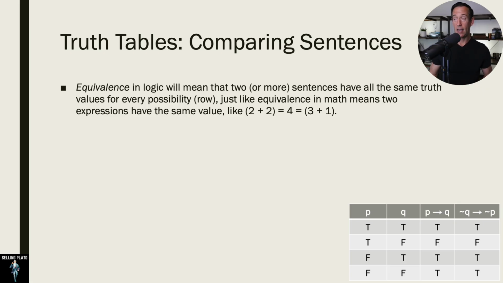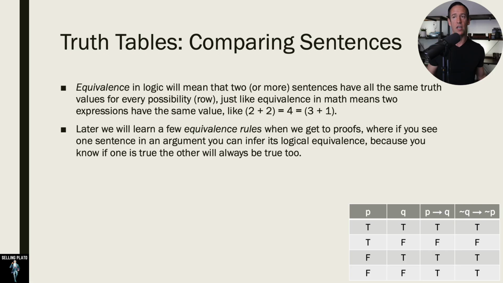Just like equivalence in math means that two expressions have the same value, right? Just like 2 plus 2 is the same thing as 4, which is equal to 3 plus 1. Those all have the same value. That's sort of what we're trying to get at with logical equivalence. They have the same truth value in every possibility, represented by rows when we're talking about truth tables.